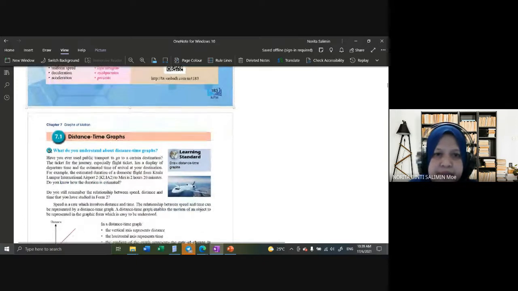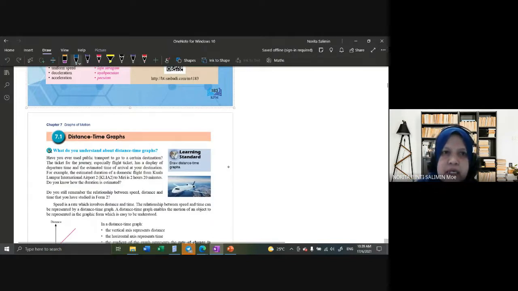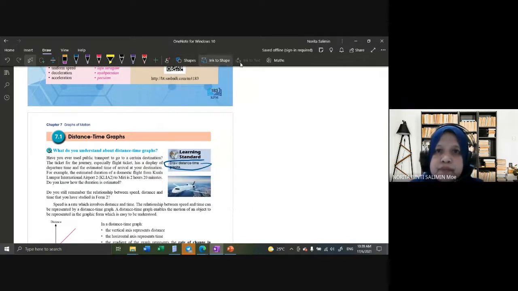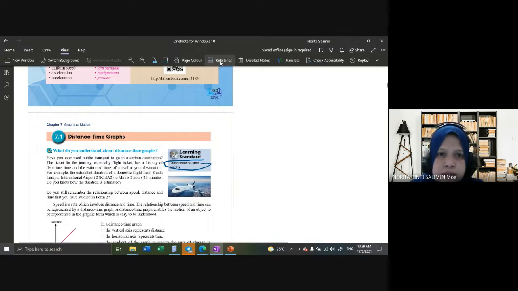Kenapa nak belajar? So today we have to learn about how to draw a distance time graph. How to draw a distance time graph. We learn about how to draw the graph again. Okay, last time kita dah belajar graph linear. Okay, kali ni kita akan belajar how to draw graph time, distance time. Okay.